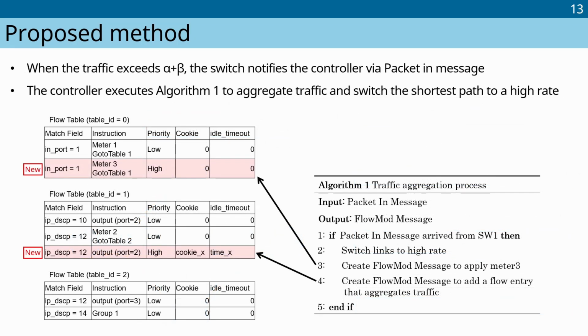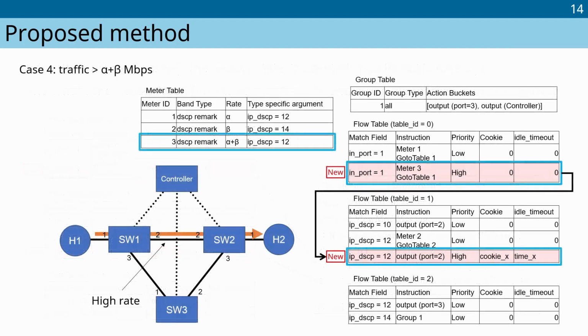When the controller receives the packet-in message, it executes algorithm 1 to aggregate both paths and switch the shortest path to the high rate. These new flow entries with high priority are added by algorithm 1. Next, I'll explain how to use the new flow entries. When H1 sends a packet via port 1, flow table 0 is applied, and then the new flow entry is matched since its priority is high.